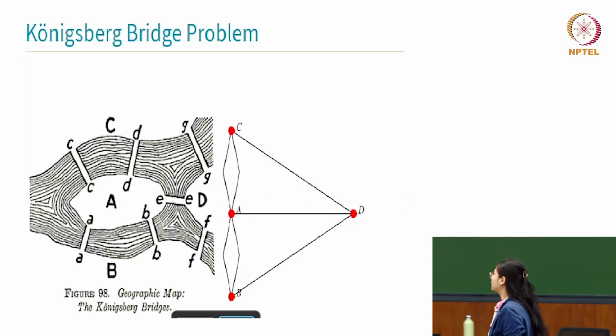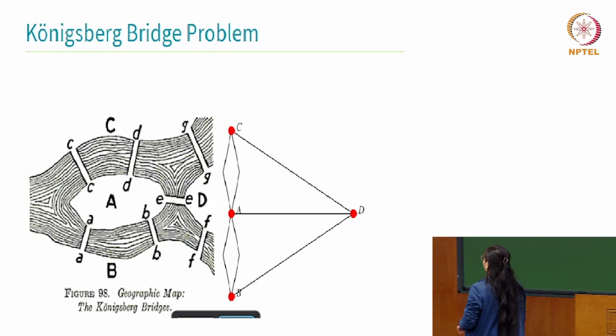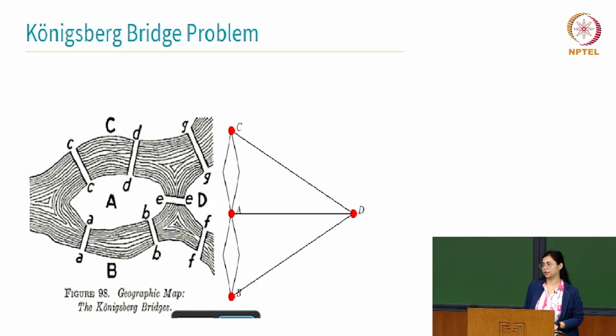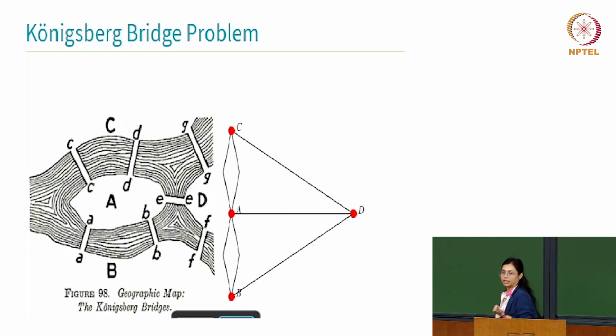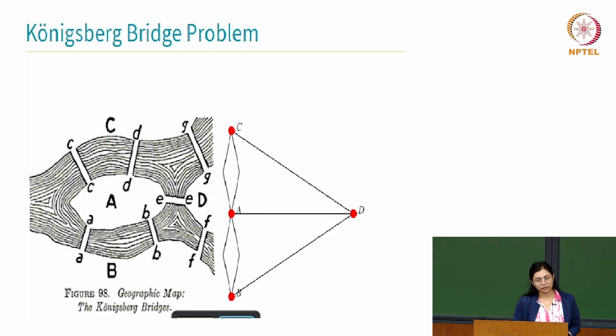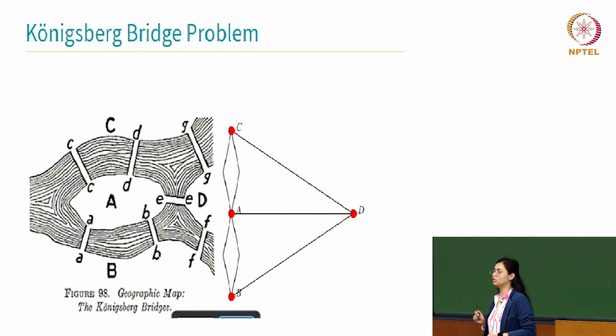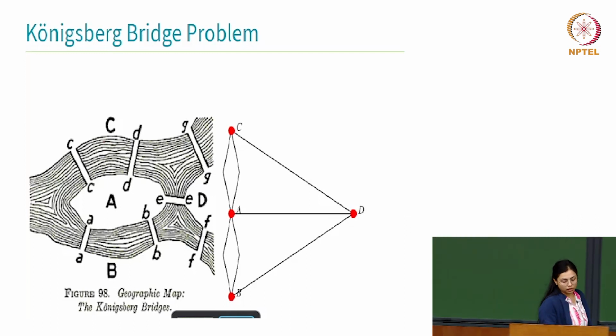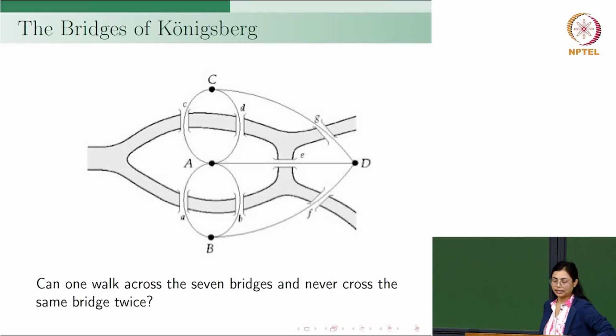Right. So it's called Königsberg's bridge problem. It's a problem related to the topology of the city. Do you remember the name of the city? It's called Königsberg. Earlier it was a part of Germany, now it belongs to Russia. And this river divided the whole city into 4 parts and has 7 bridges. What are those bridges? Small a, b, c, d, e, f, and the land parts are capital A, B, C, D.